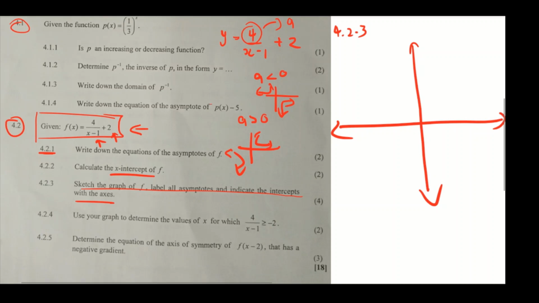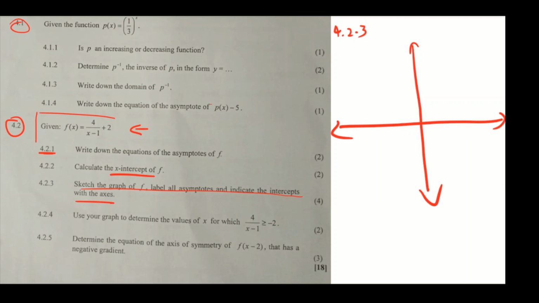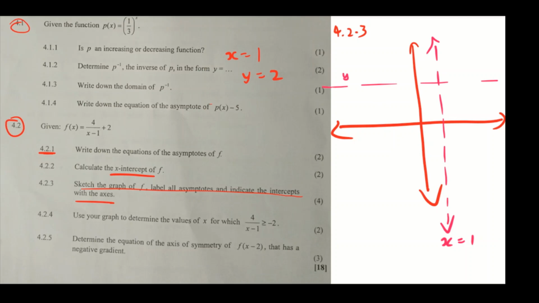So the first thing we're going to do is indicate our asymptotes. Oops, let me just erase this. Our asymptotes, we know, are x equals 1 and y equals 2. So x equals 1 is here. You indicate x equals 1, please. And then y equals 2 is somewhere here. y equals 2.